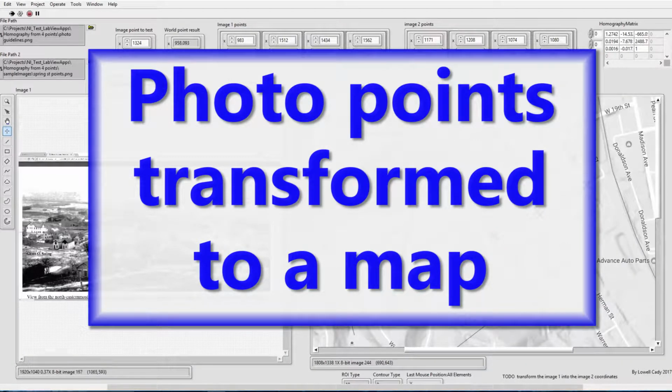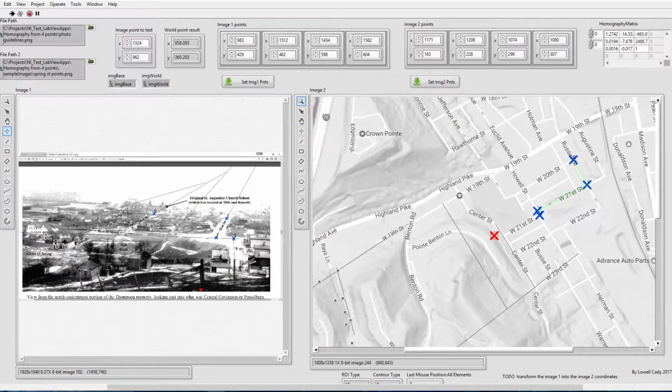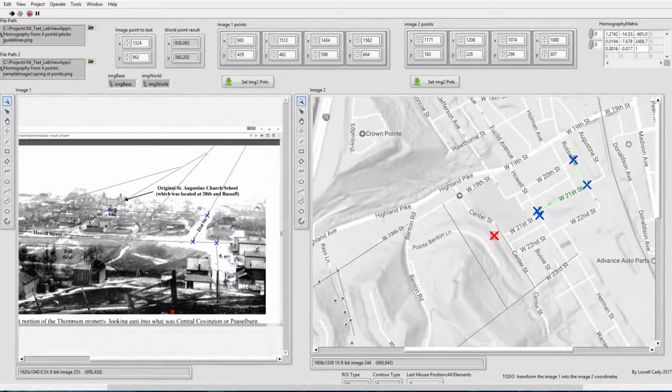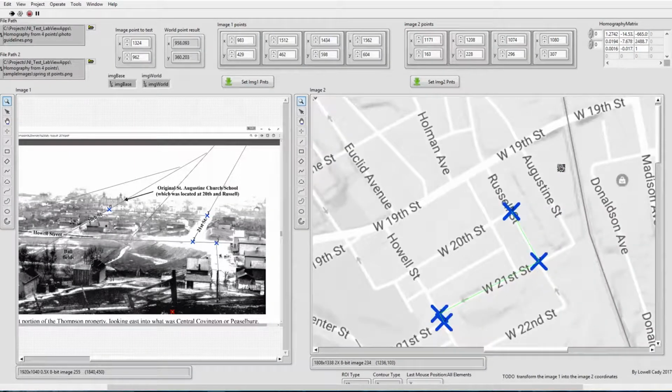Okay, so I've got the photo of Peaselburg that was taken sometime in the 1880s, perhaps, on the left side of the screen. I'm going to zoom in on that a little bit. We've got 4 points marked in blue. They correspond to the modern map, these 4 points over here on the right. I'm going to zoom in on that again.